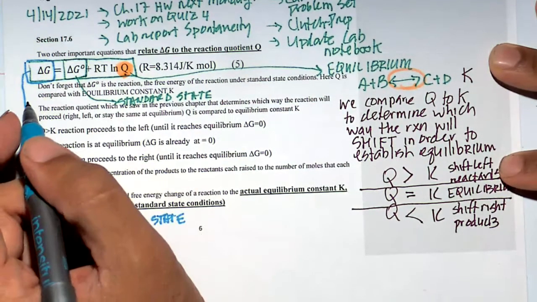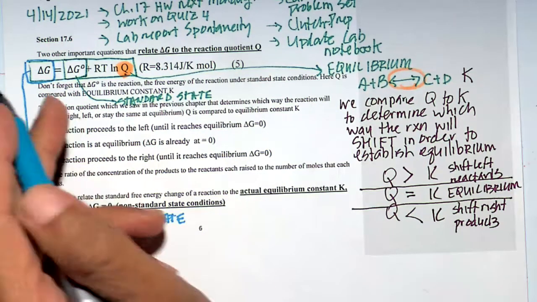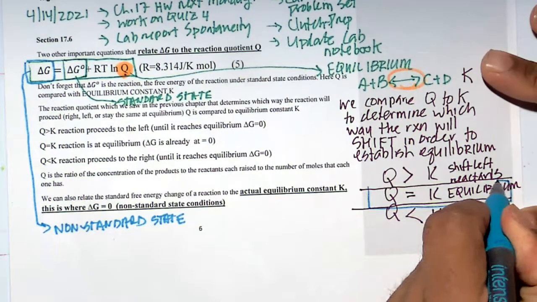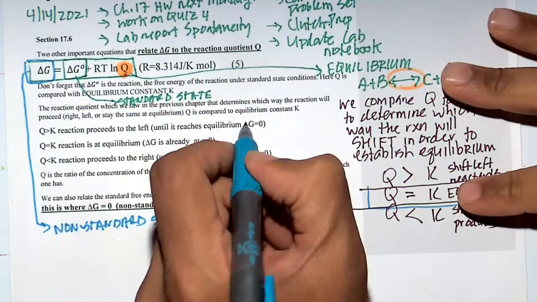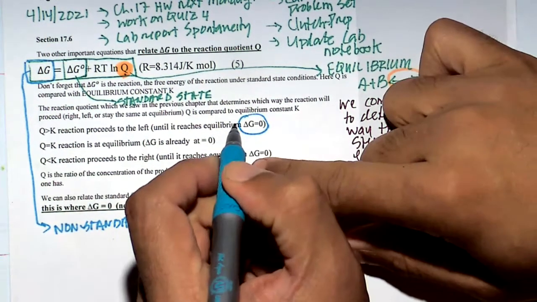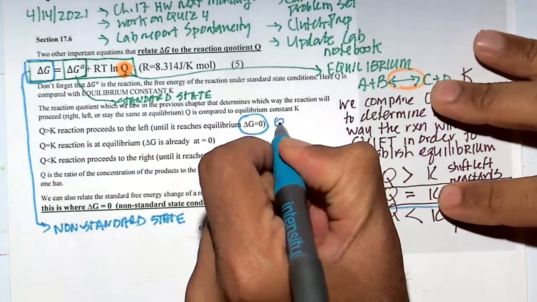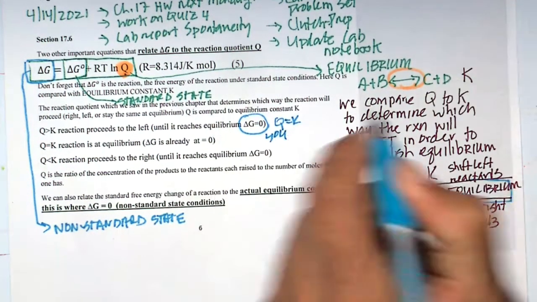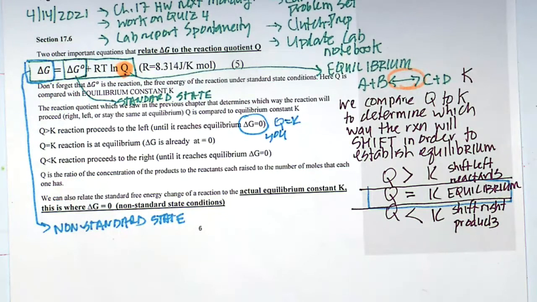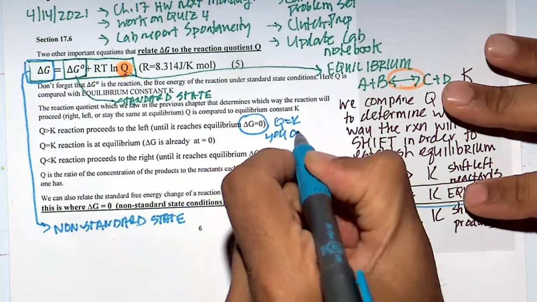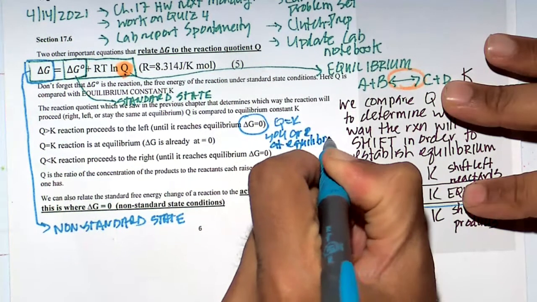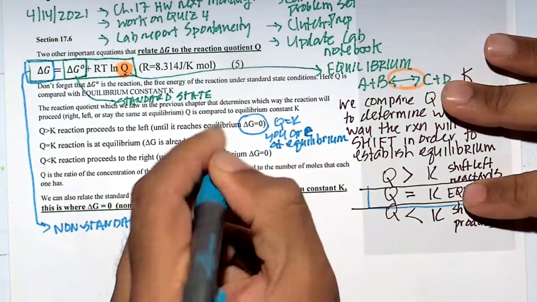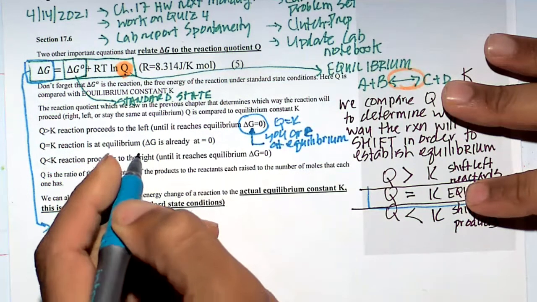So one other thing I want to tell you guys on this equation: let's say your Q does equal K. If your Q equals K, it turns out that your delta G is equal to 0. This is non-standard state. When Q is equal to K, you are at equilibrium, so the reaction is settled. Either this way, more products, or this way, more reactants, whatever. Q is equal to K, you are at equilibrium. But that also means your delta G is equal to 0.